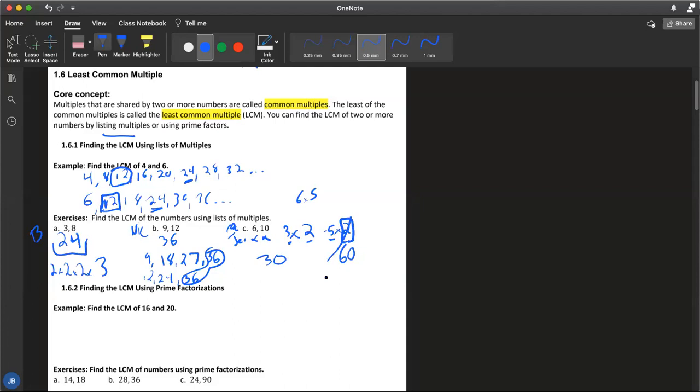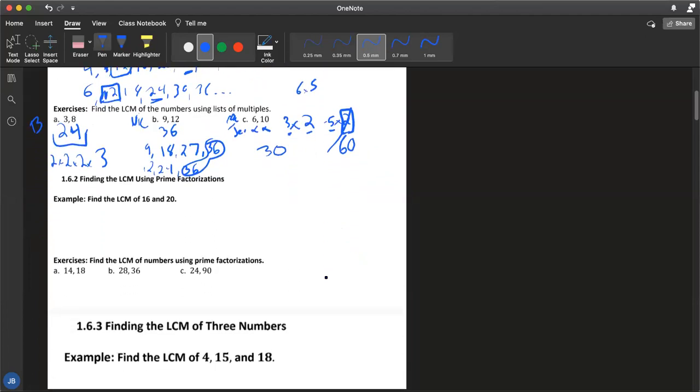Great job, Jerry. All right. So now we're looking at prime factorization. So we're going to find the least common multiple of 16 and 20. Do you want to try this one, Jerry?